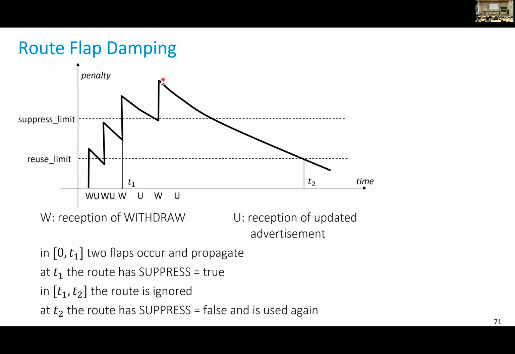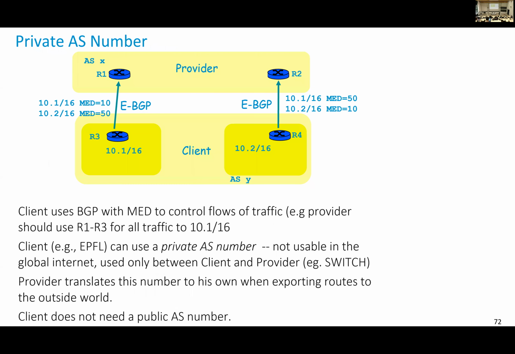And at some time, the problem is fixed, and this route is no longer removed. And by not being removed, the penalty will decay until it goes below the reuse limit, at which time the route flag suppress becomes false and can be used again. So routes that are oscillating very quickly have the flag suppress equal true, and they do not propagate through the network. That's how it is fixed.